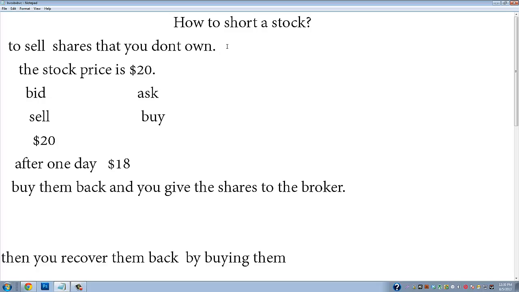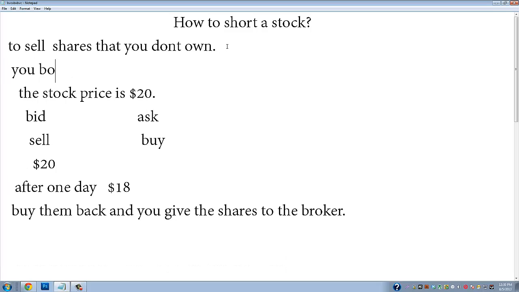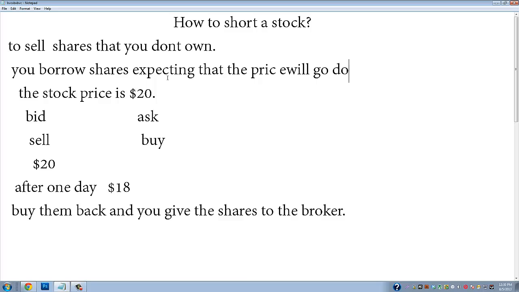It means that when you sell shares, you borrow shares and you short them. You borrow shares from your broker and you short them, expecting that the price will go down. Okay, so this is how to short a stock. Now, this is the heart of the thing.